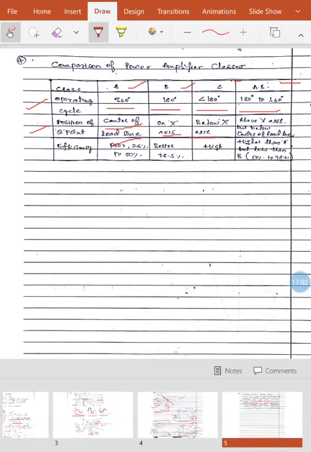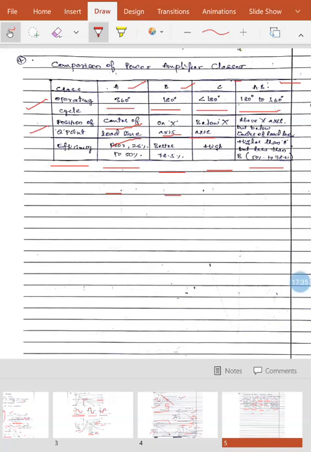Okay? And when you go for efficiency, it is the most important part. The efficiency of a class A amplifier is very low, up to 25 to 50%, that of class B is 78.5%, and class C is high, around 90%. It is not written there, but it is around 90%. And for class AB, the efficiency varies from 50% to 78.5%, that is, between the class A and class B efficiency.